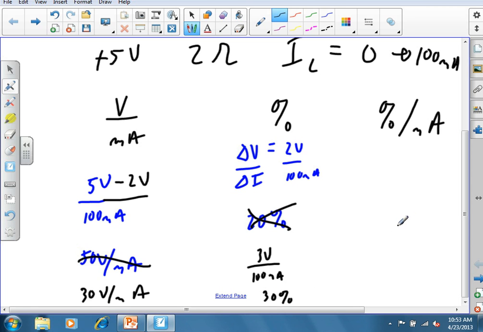Percent per milliamp. I'm looking at page 883. The percent change of the output voltage per 1 milliamp change in load current. Okay, so if I had 1 milliamp, my voltage would change by 0.02. So I have 0.02 volts per milliamp. So that, percentage-wise, is 2% per milliamp. Well, we'll go with that.